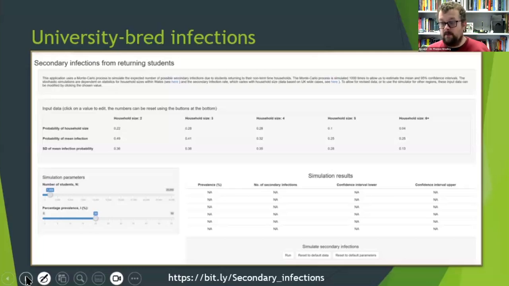The mathematics here is very simple. Number of students times prevalence, how many students will be infected, times the secondary attack rate of the disease, which we got from data, times the number of people in the family. And we varied that from 2 to 6 based on the Welsh census data.